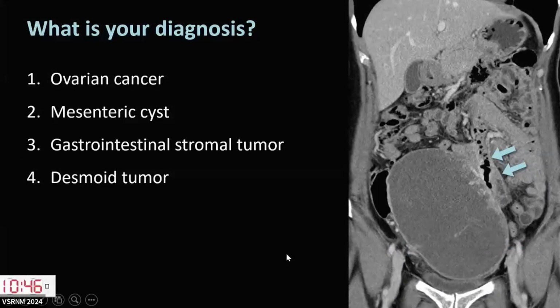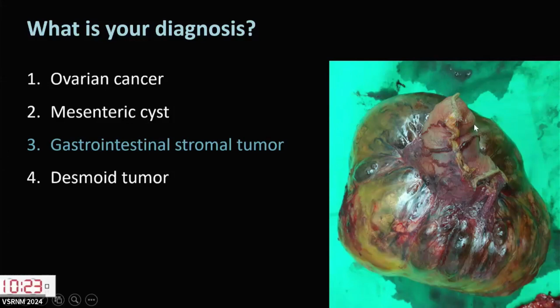So what is your diagnosis? Okay, so actually first she came to the gynecologic department and they thought that there was an ovarian cancer, but actually this comes from the jejunum. So the patient underwent surgery and the diagnosis was confirmed. So these are the resected jejunal loop, and here is the large tumor growing exophytically.